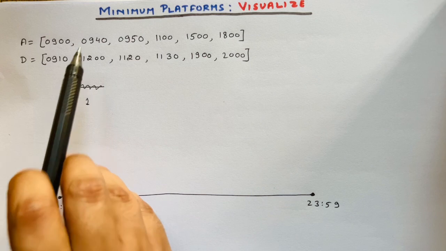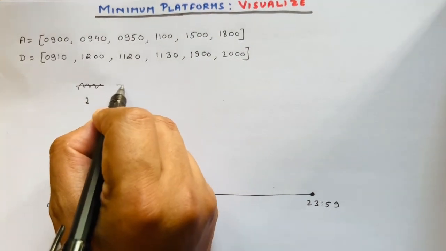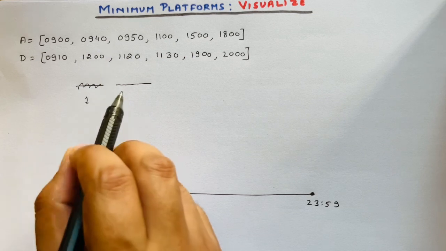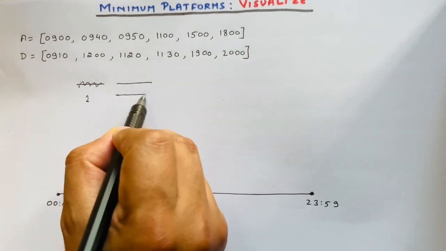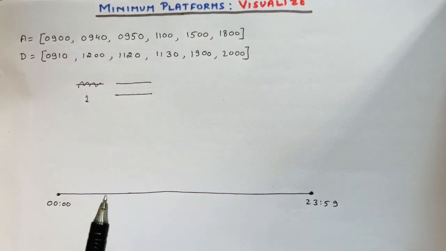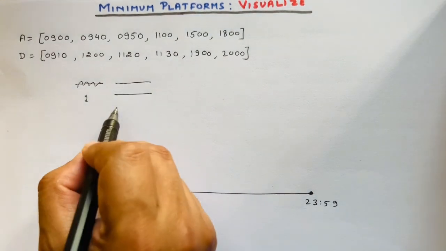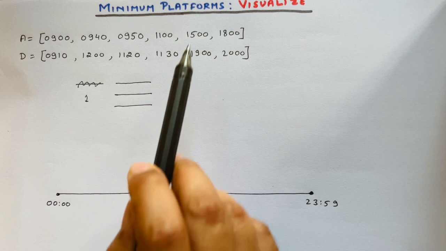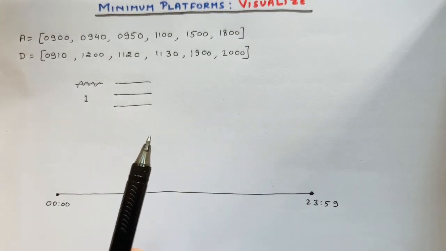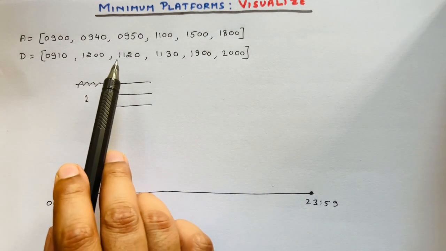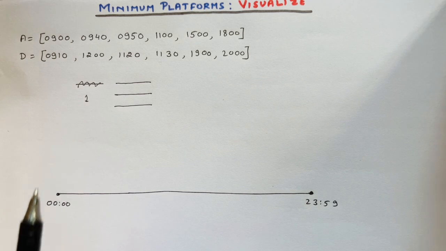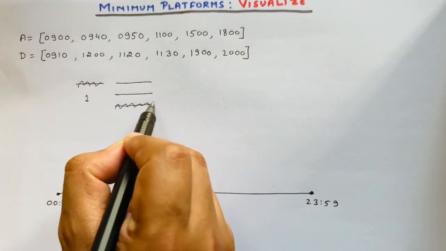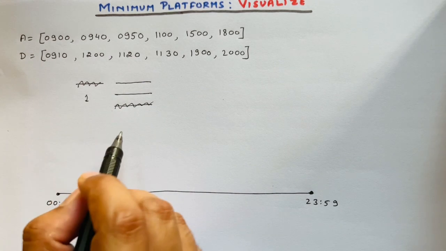Now second train arrives at 9:40. We keep it standing here. Then another train arrives at 9:50. We need another platform to keep it standing here. Then another train arrives at 11. We need another platform to keep it standing here. Now the next arrival is at 3. But one of the trains departs at 11:20. So let's say this got departed. Now we need only 2 platforms.